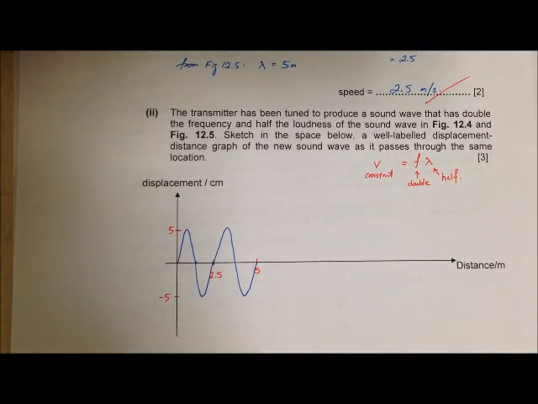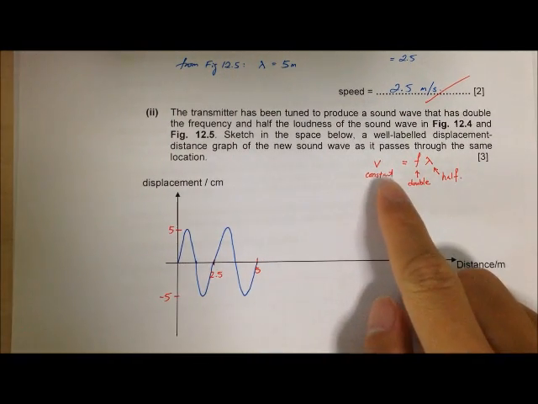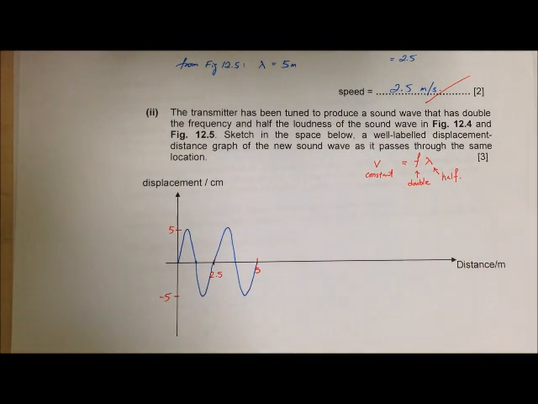Okay? So do not stop with just your guess. Try to put it into formula and ask yourself, okay, if now my V is constant, my f is doubled, what happened to your lambda? Okay, that's it. That's all.